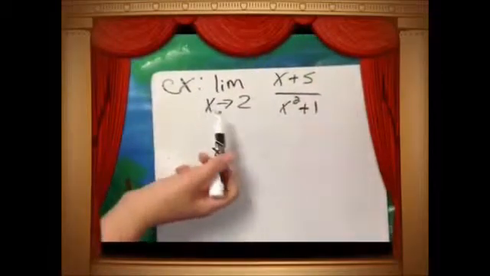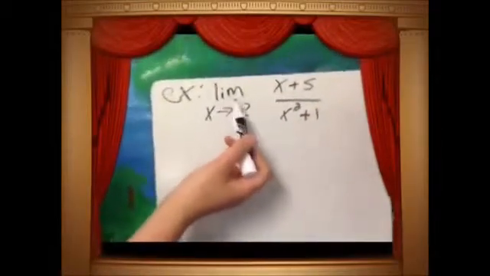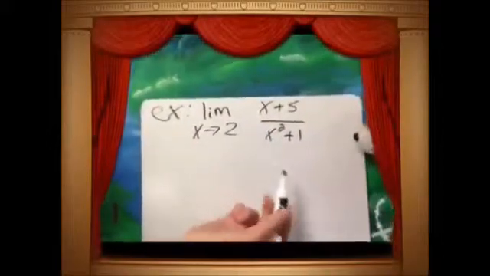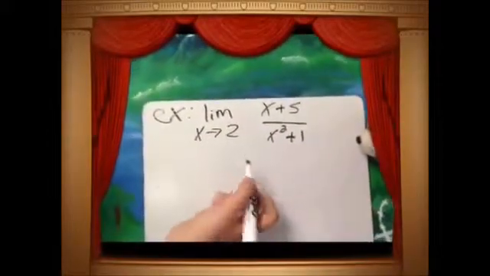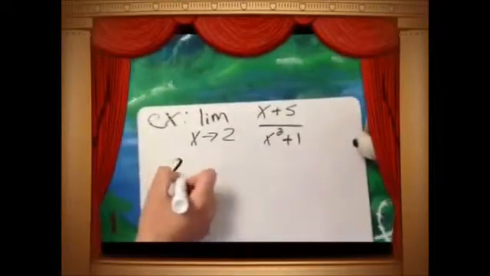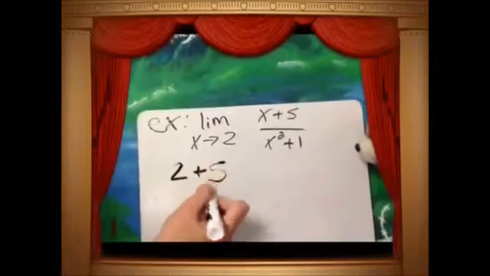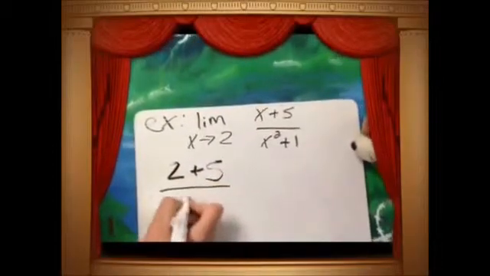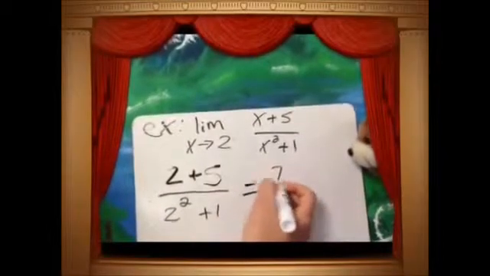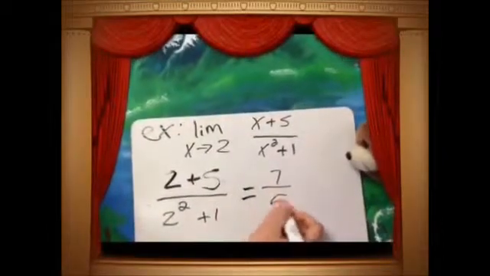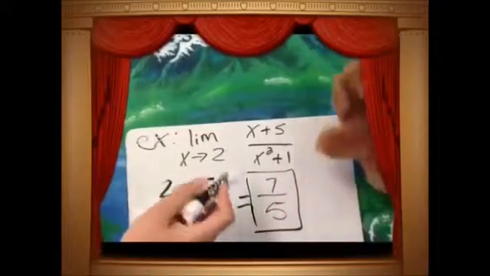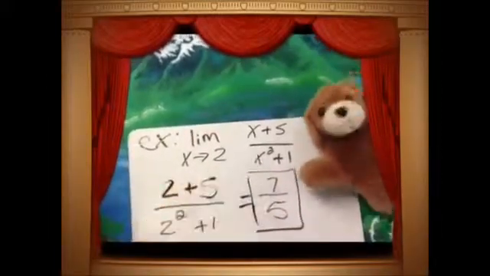In this example, it asks, what is the limit of this function as x approaches 2? The best way to solve this is to plug in 2 for x. So you put 2 plus 5 over 2 squared plus 1, which equals 7 over 5. And that will be the limit as x approaches 2 of this function.